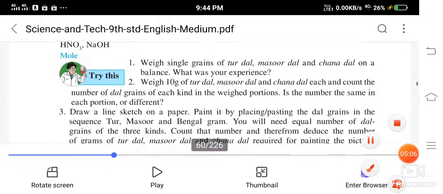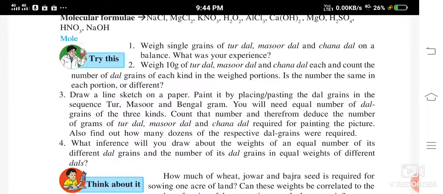Now see, let us go back. Weigh single grains of tur dal, masoor dal and chana dal on a balance. What was your experience? Now you have seen a balance. You first put 1 grain, not even 1 gram, just 1 grain of tur dal on the balance and try to weigh it. Will you be able to weigh this? No, it will not be possible for you to weigh this, isn't it?